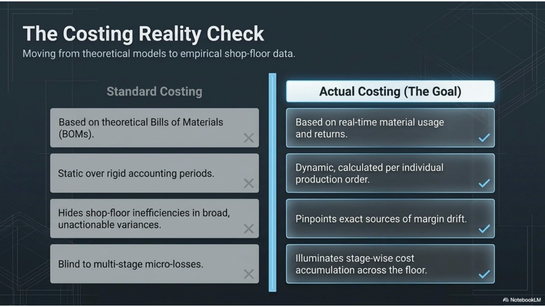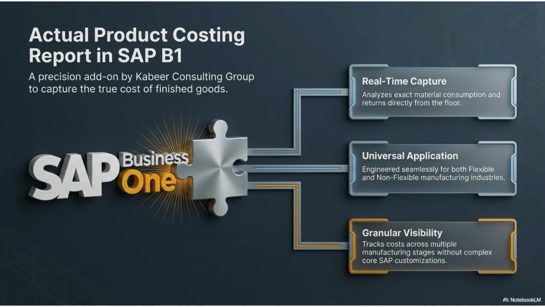Actual costing provides dynamic, real-time insights that help pinpoint the exact sources of margin drift. This precision add-on for SAP Business One captures the true cost of finished goods. It offers real-time data capture, universal application across different manufacturing types, and granular visibility without complex core SAP customizations.